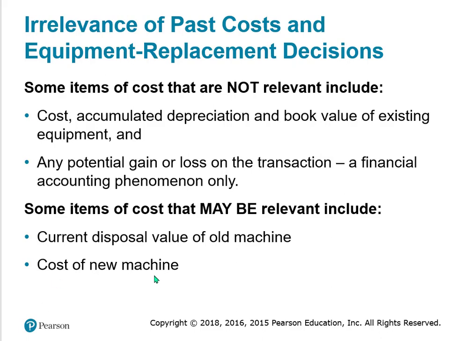Now, throughout the chapter, they talked about past historical or sunk costs being irrelevant to decision making, and that's because a decision cannot change something that's already happened. And we can now apply the same concept to decisions about replacing equipment. We stress that, remember, the book value, original cost minus accumulated depreciation, that's a past cost, and it's irrelevant. What might matter, though, is if you can sell the old machine. If you can sell it and you've got a disposal value, that would be relevant. If you're replacing the machine, the cost of the new machine will be relevant.